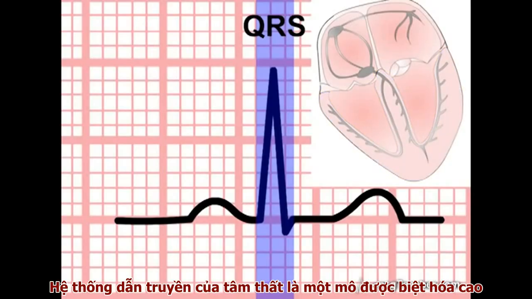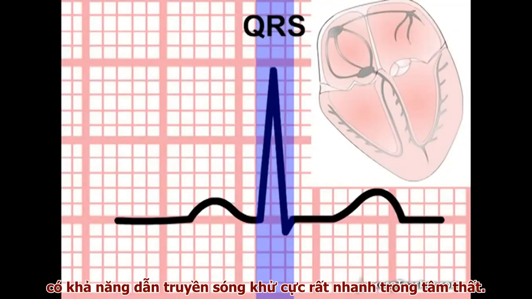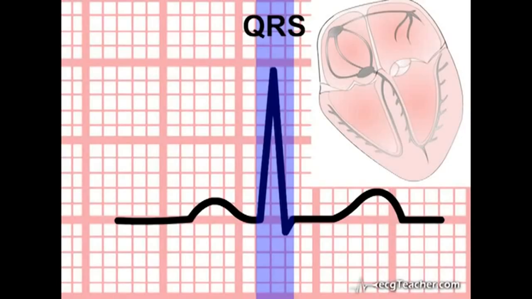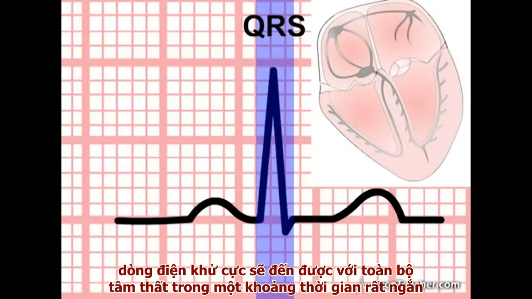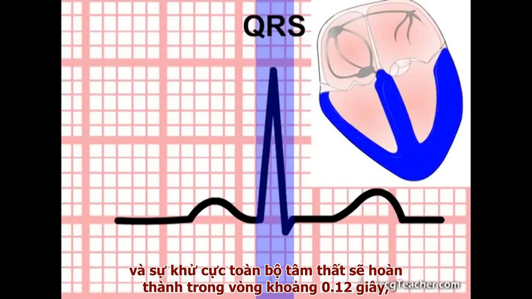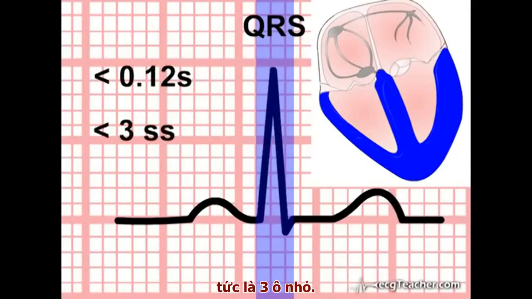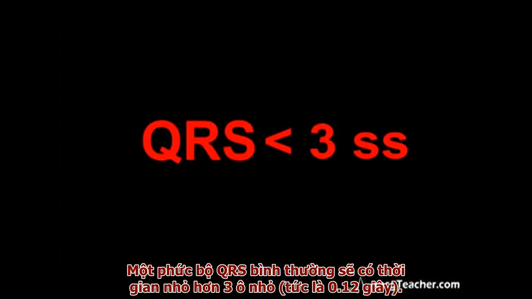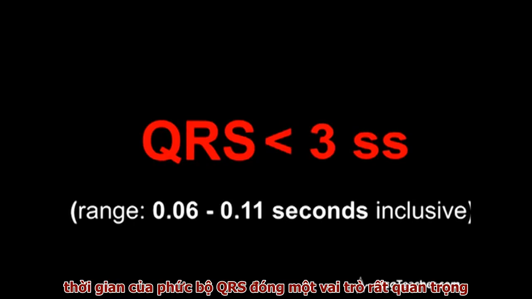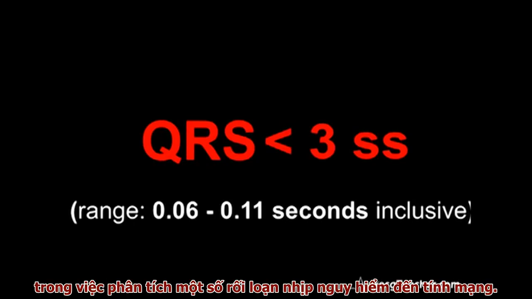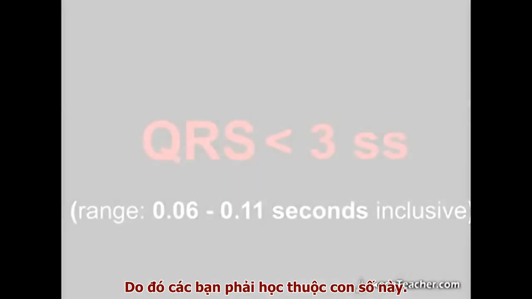The conducting system of the ventricles is a highly specialized tissue capable of transmitting the depolarization wave rapidly around the chambers. Note therefore that with an intact conducting system, depolarizing current is delivered to all sectors of the ventricles in a very short time period, and ventricular depolarization of all regions of the chambers is complete within 0.12 seconds, that is, 3 small squares. A normal QRS complex is less than 3 small squares in width. You will learn later in this course that the width of the QRS complex is absolutely central to the ECG interpretation of life-threatening arrhythmias. You must remember this number.